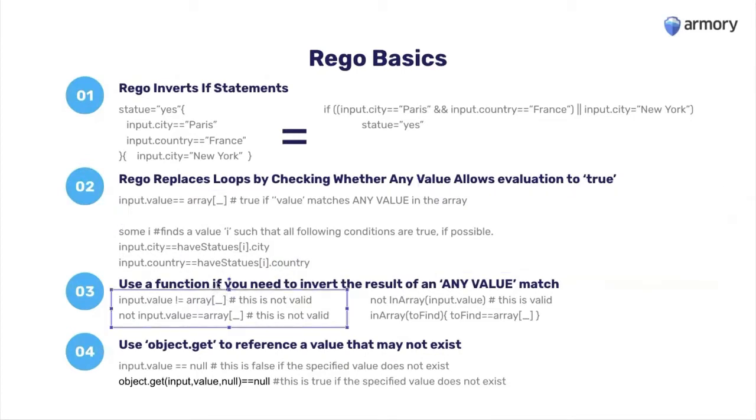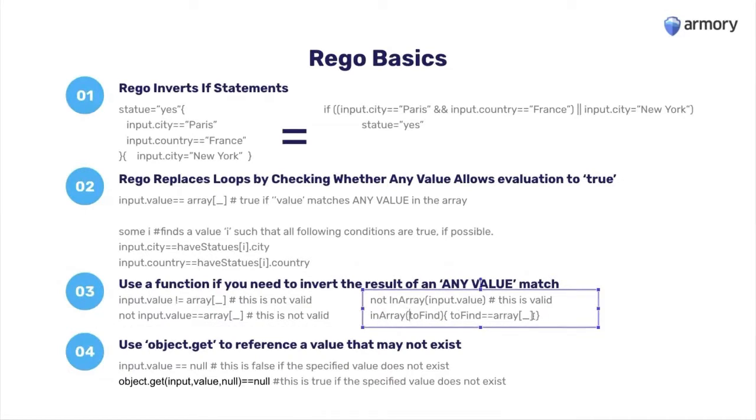So finally, for rule number 3, with this any value syntax, things get complicated when you want to negate it. So Rego forces you to be very explicit anytime you are doing negation around this find any value syntax. These two functions on the left are not valid. And the way you do negation in Rego is you make a function. In this case, it's called inArray.